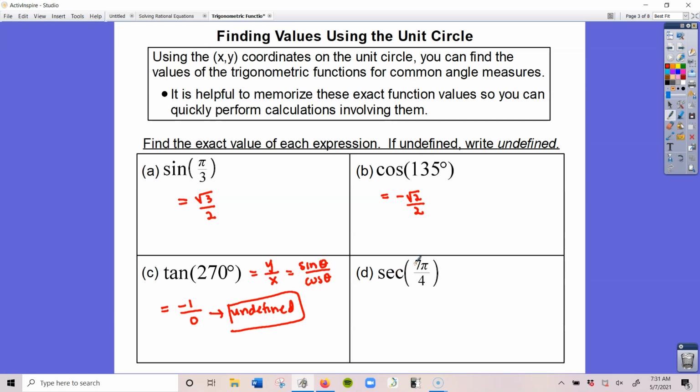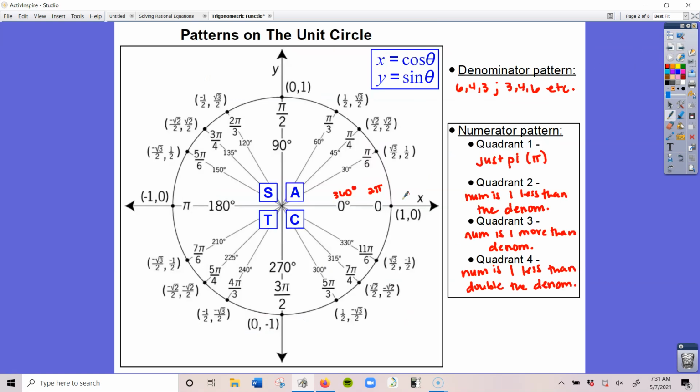Now for the secant of 7 pi over 4. Secant, remember, is the reciprocal of cosine. So it would be 1 over x, or 1 over cosine. These are the same. So I'm going to go to 7 pi over 4, which I know this is going to be in quadrant 4 because the numerator is 1 less than double the denominator. And then I'm going to note what the cosine is. So here's 7 pi over 4, and the cosine is the square root of 2 over 2.